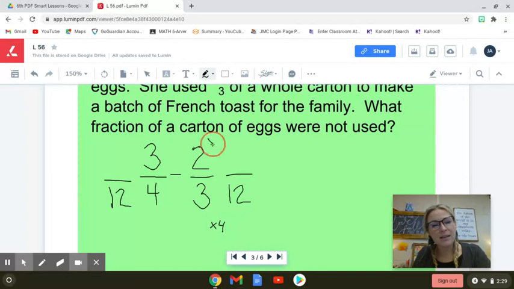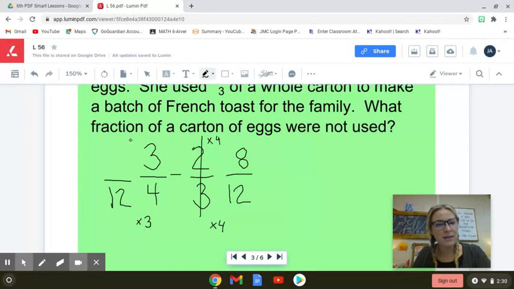I must do the same to the top. 2 times 4 is 8. Okay, there's one of my fractions. Done. How do I get from 4 to 12? 4 times what gives me 12? Well, 4 times 3 does.